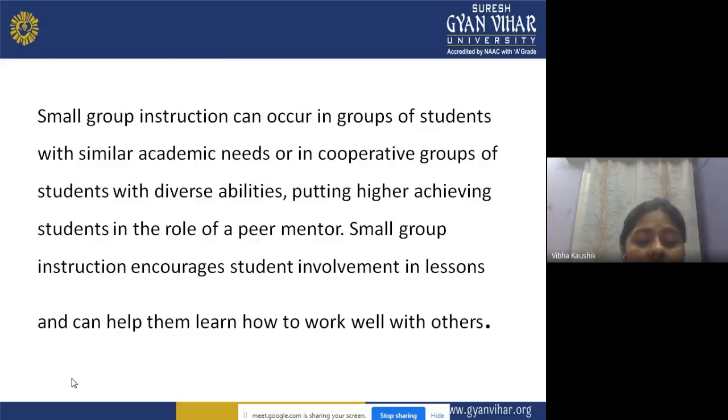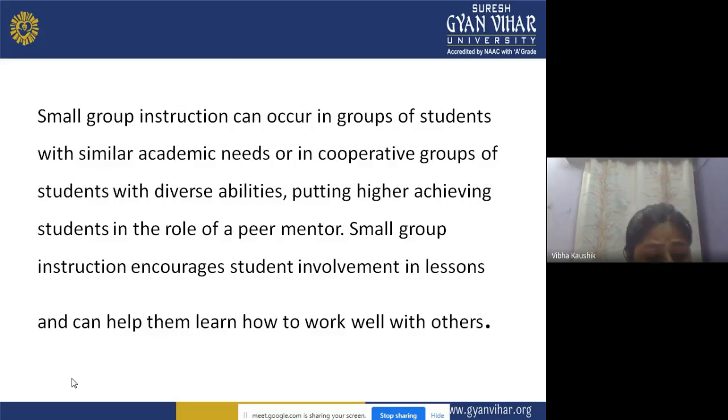Small group instructions encourage students' involvement in the lesson. They will be involved in the teaching learning process. Some students might hesitate to ask questions in a large group, but when we teach them in small groups, they will be involved in the teaching learning process, their involvement in the lesson will increase, and it can help them learn how to work well with others.